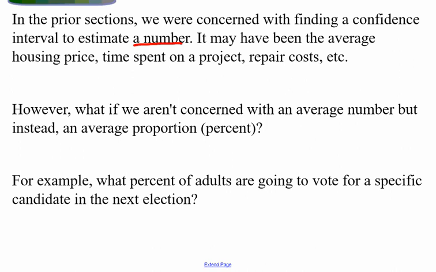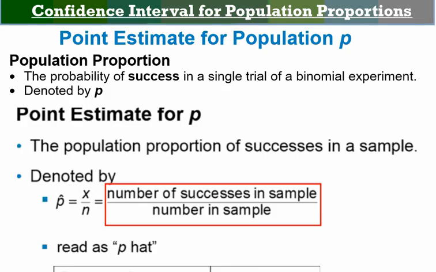For example, what percent of adults are going to vote for a specific candidate in the next election. That's very important, and that's the number one case where this type of analysis is conducted: testing the validity and giving a range of values and expectations from surveys. A lot of the time it could be market research for a product or political research. So the population proportion is the probability of success in a single trial of a binomial experiment. We're essentially talking about binomial experiments because people are going to be either saying yes or no to something, success or failure. The true population proportion is p.